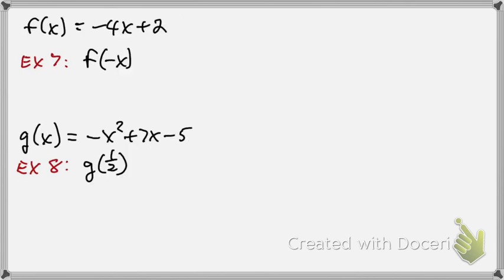Okay, don't let example 7 throw you. Every place I see an x, I'm going to put minus x. So I've got minus 4 minus x plus 2. Well, minus 4 times minus x is 4x. There's my answer. It's a real mechanical kind of thing. Just take whatever point they're saying to evaluate this and just plug it in. And those can get complex sometimes.